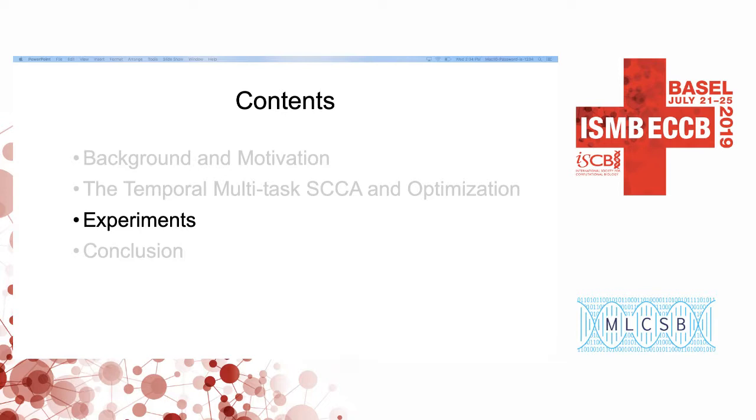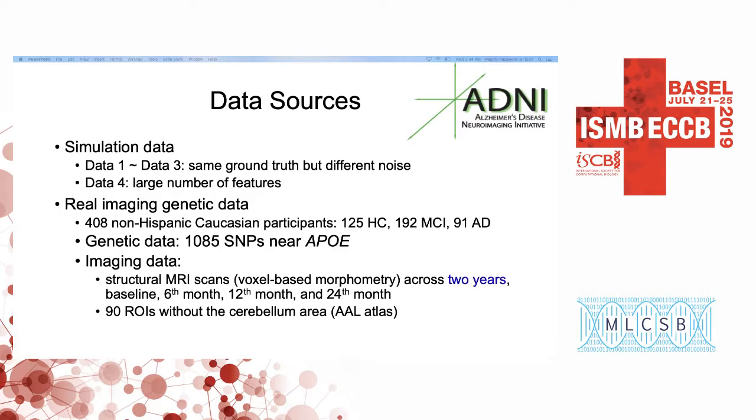Now let us look at the experiment results. First, the data source. We use both simulation data and real data. The first three simulation data simulate a problem with different noise. This means the data 1, 2, 3, they have the same ground truth but different noise. The fourth data simulates a large imaging genetic problem.